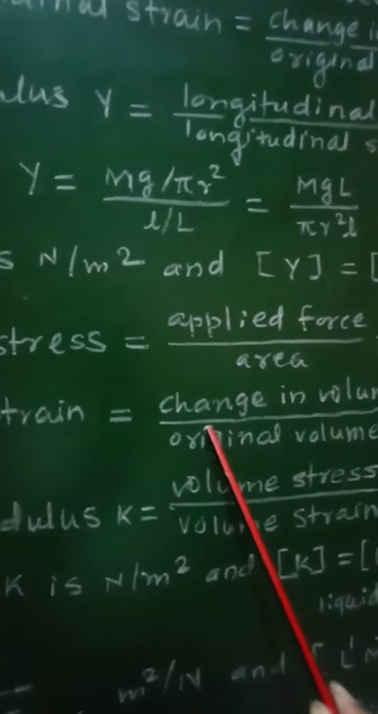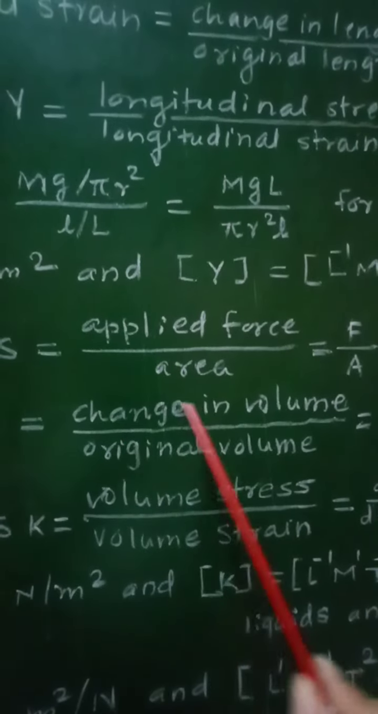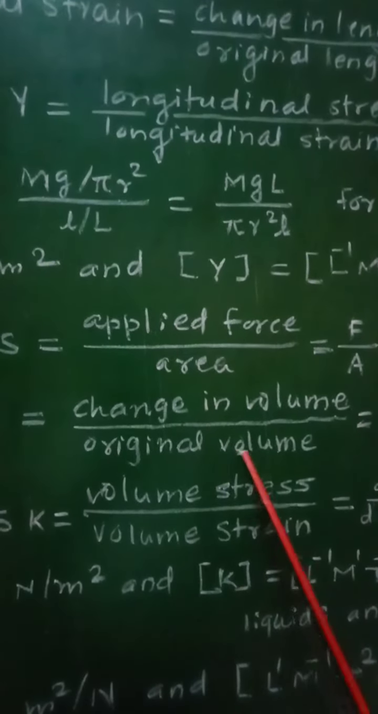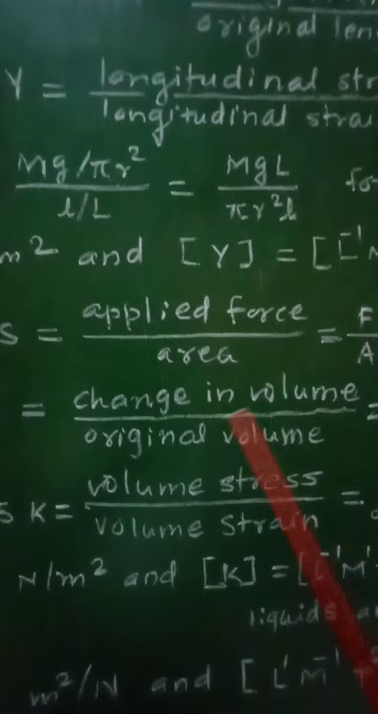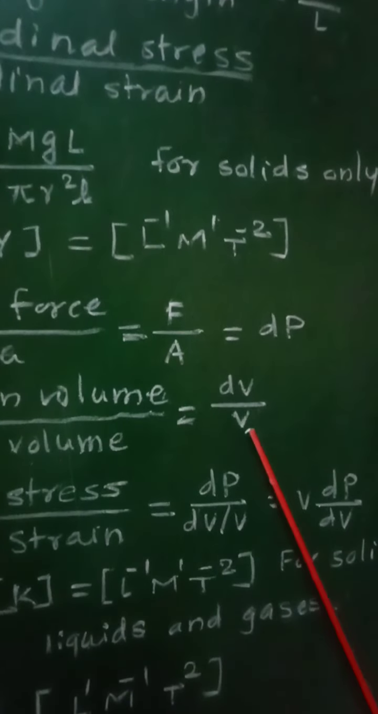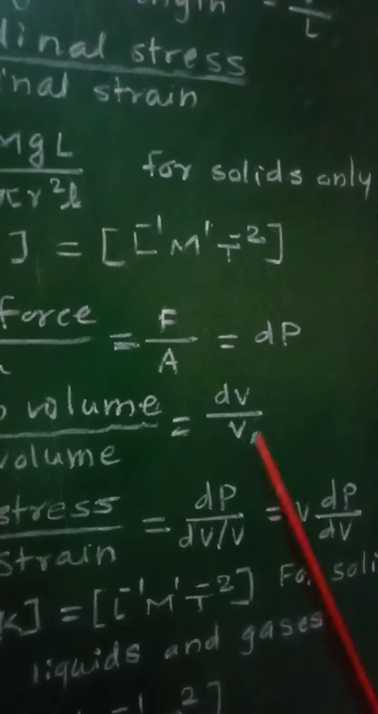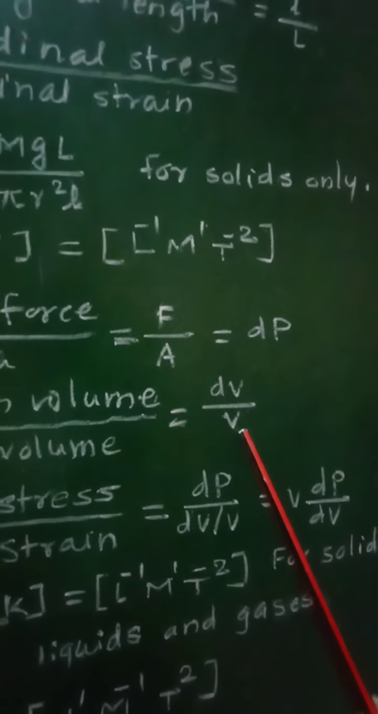will be given as change in volume per unit original volume, that is change in volume upon original volume. Change in volume is dV, divided by original volume V, and therefore volume strain equals dV upon V.